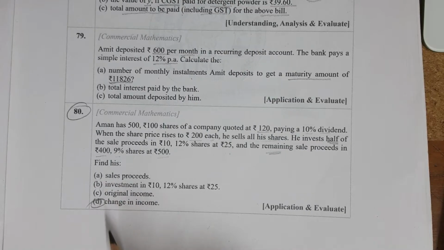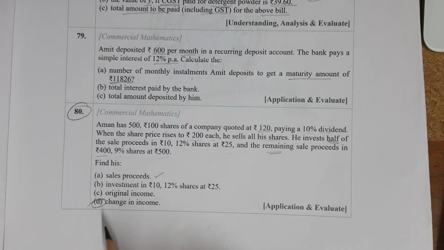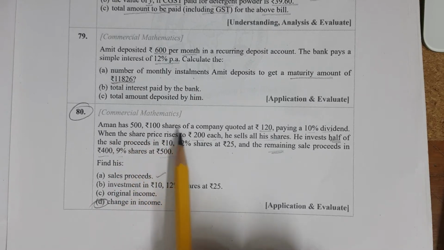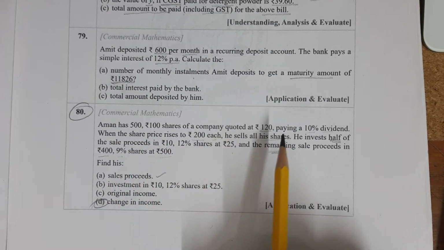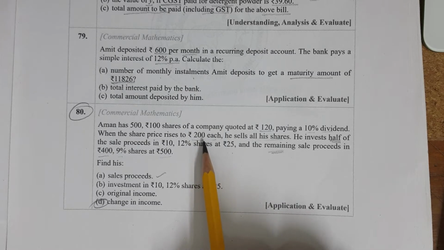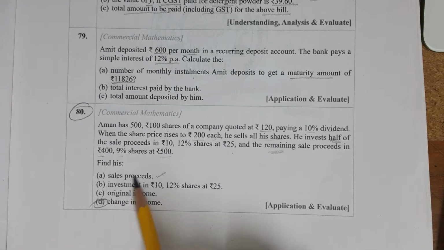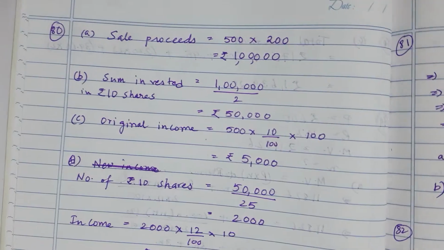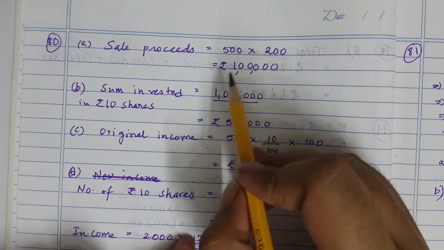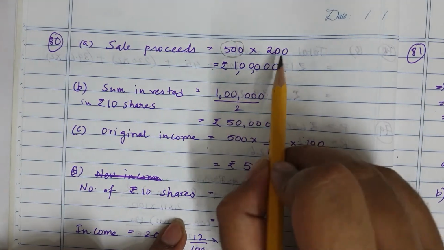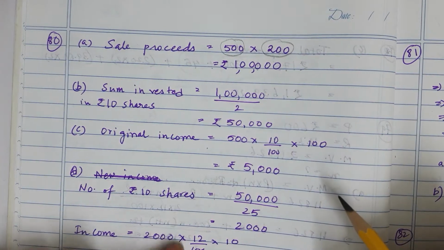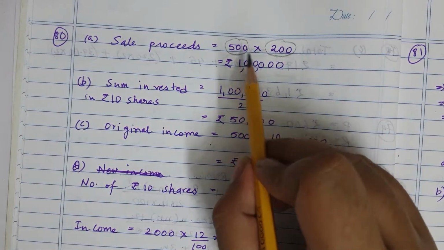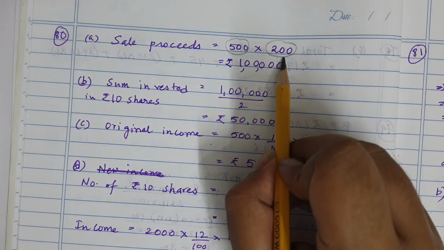Now there are several subparts that they're asking. First is the sale proceeds. Aman buys these shares, and eventually he sells all of them when the price increases. Sale proceeds means the money that Aman will receive from selling all those 500 shares. I can calculate it similar to sum invested: the number of shares multiplied by the market value when he sold them. He had 500 shares, and the market value was 200 per share when he sold.